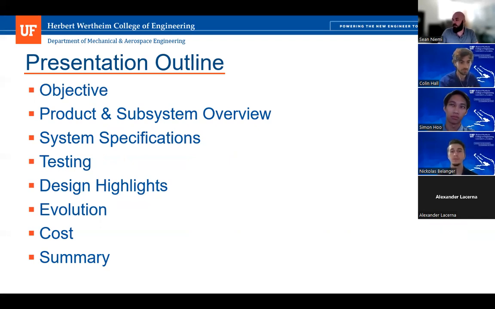Next, we will highlight the key features of our design that make it unique. And then we will move into detailing the evolution of our design throughout the semester. After that, we will cover our product's cost breakdown. And lastly, we will move into summary and conclusion. So for our objective, I'm going to hand it over to Leo.